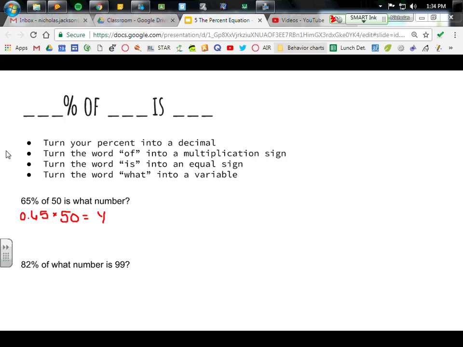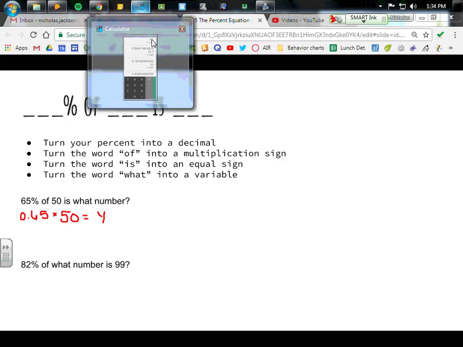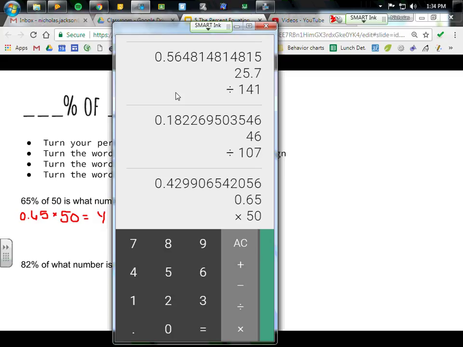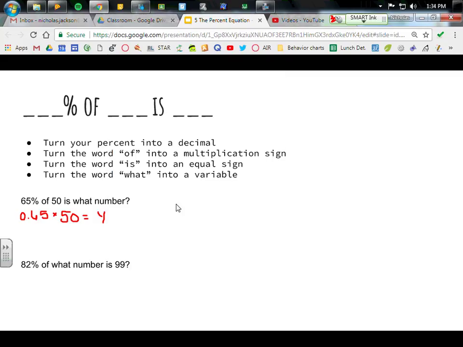So this is pretty straightforward. Just do your multiplication and you're going to get your answer. So 65 hundredths times 50. We get 32 and a half. So 32 and a half is the number we're looking for. 32 and a half equals y. All right, that's nice and easy, okay?